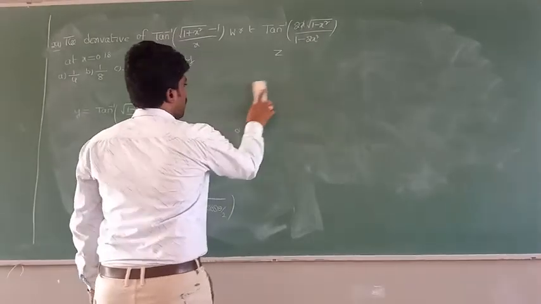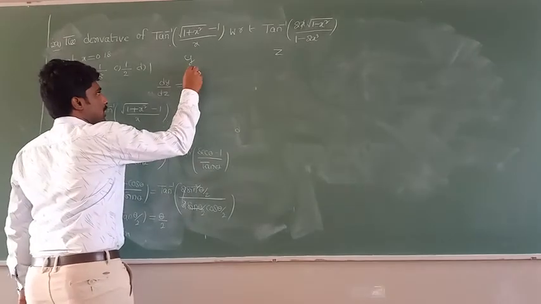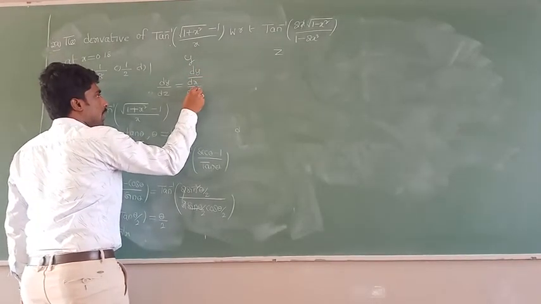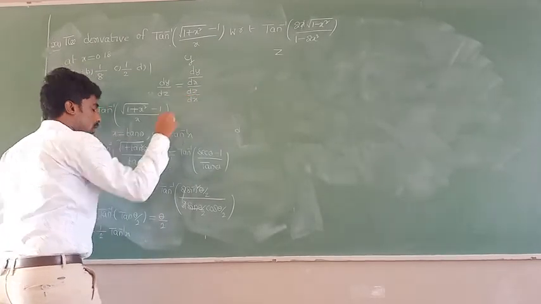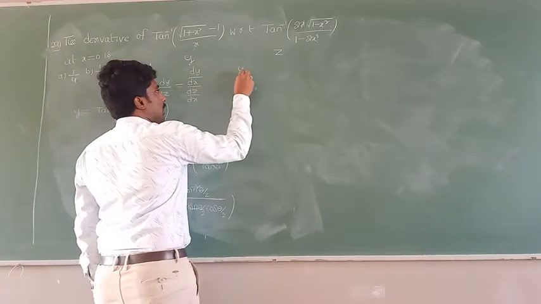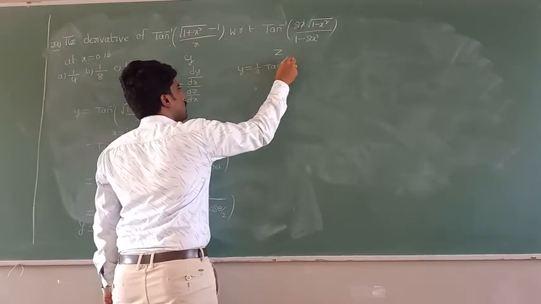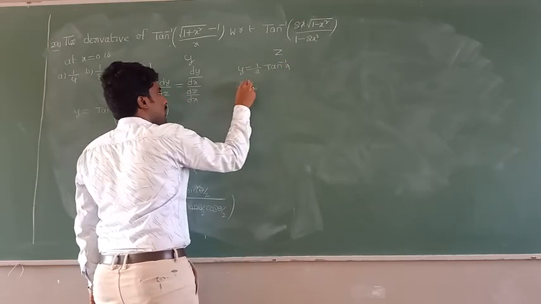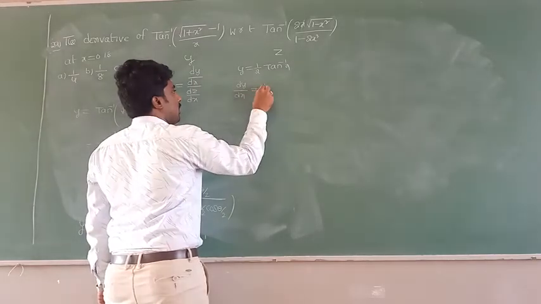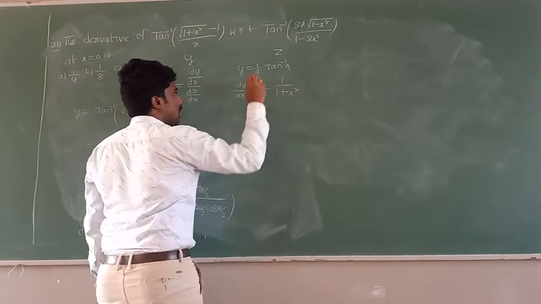Now all of you see here. Is it clear? So here we need dy by dz. So dy by dz is nothing but dy by dx divided by dz by dx. So I got a function y equal to 1 by 2 into tan inverse x. If I do the differentiation, what am I getting here? Dy by dx equal to 1 by 2 into differentiation of tan inverse x, which is 1 by 1 plus x square.